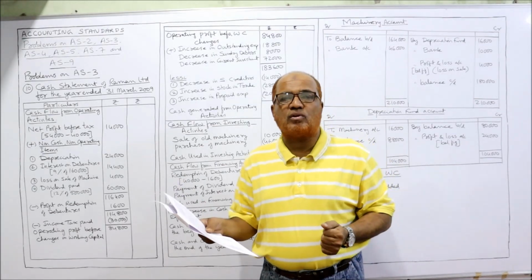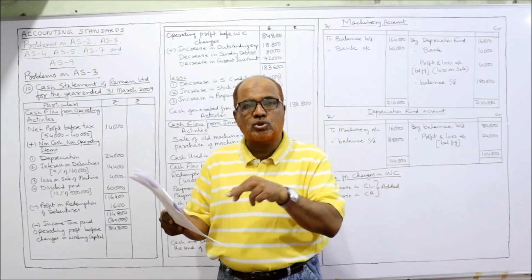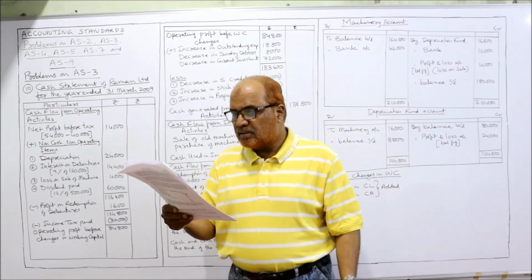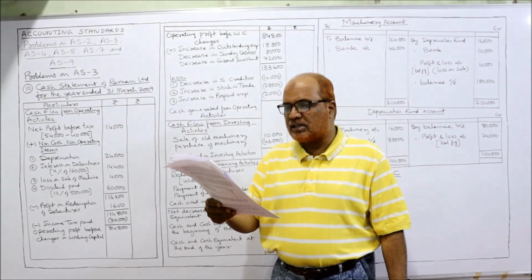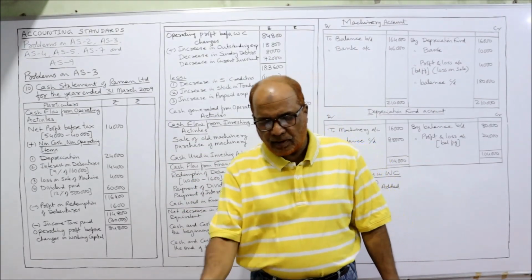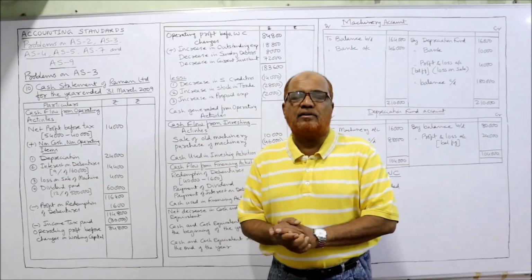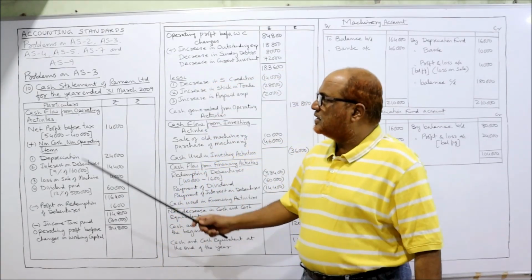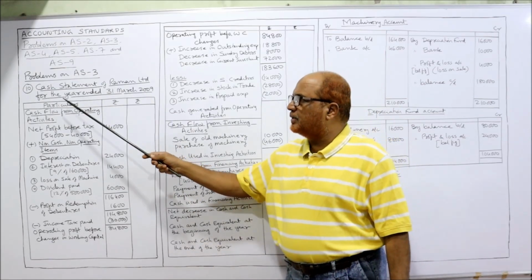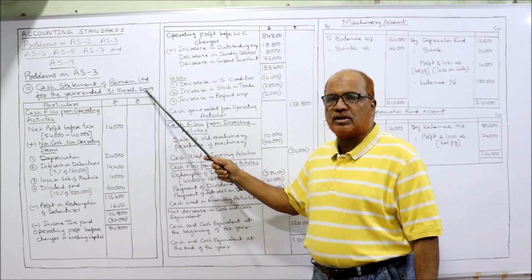Because income tax was paid and charged to contingency reserve. That's it. You are required to prepare cash flow statement in accordance with the accounting standard 3. So according to AS3, we have to prepare the cash flow statement. See here, this is the cash flow statement of Raman Limited for the year ended 31st March 2009.